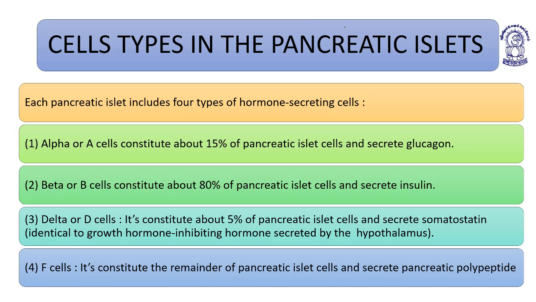Cell types in pancreatic islets. Each pancreatic islet includes four types of hormone secreting cells. Alpha cells or A cells constitute about 15% of the pancreatic islet cells and secrete glucagon. So alpha cells basically secrete glucagon, and glucagon is a peptide hormone.